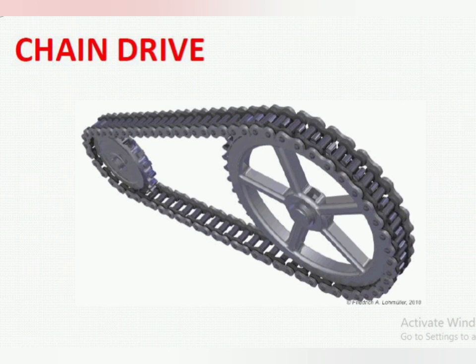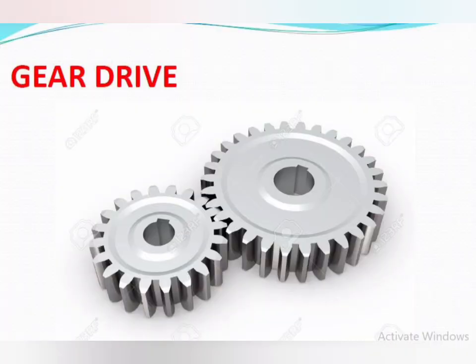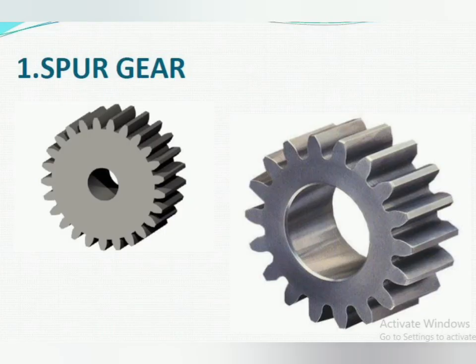The next type of drive is gear drives. On the subclassification, the first type is spur gears. Spur gears are those which have teeth cut parallel to the axis of the shaft. Spur gears are used for transmitting power between parallel shafts. They are used for high speed and high load applications. They are generally classified into two types, which are internal and external type of gears.